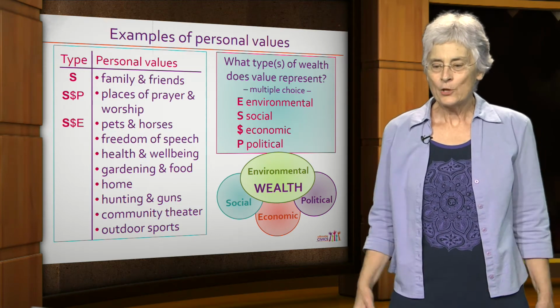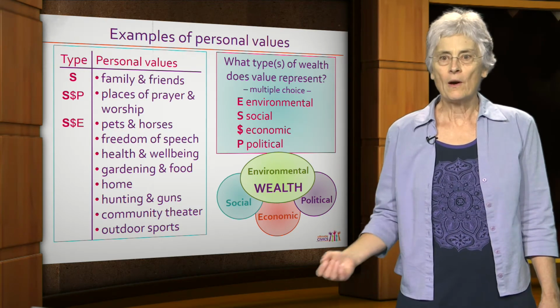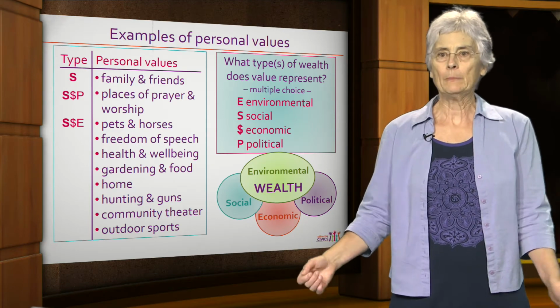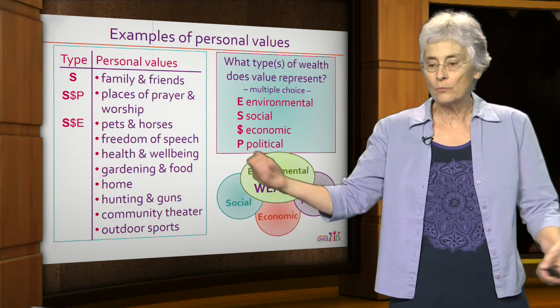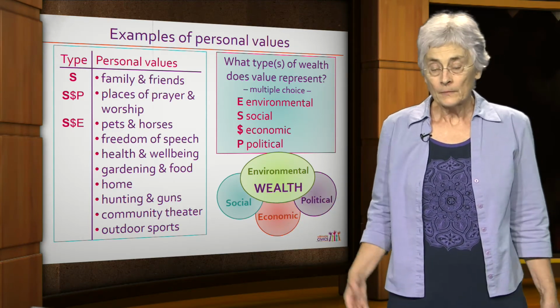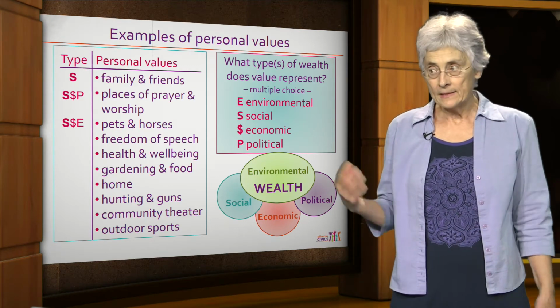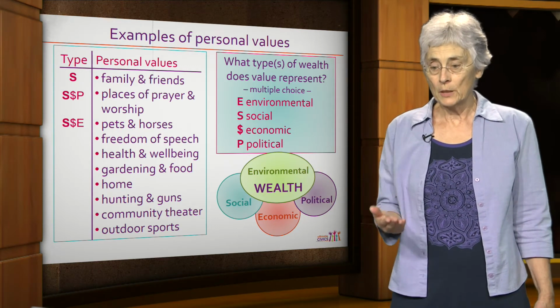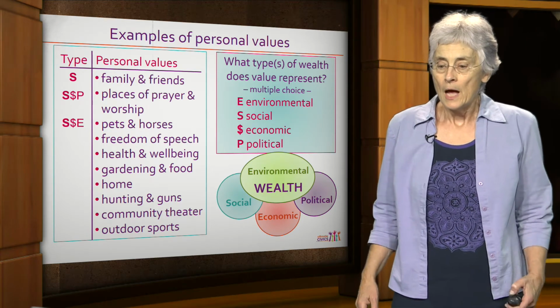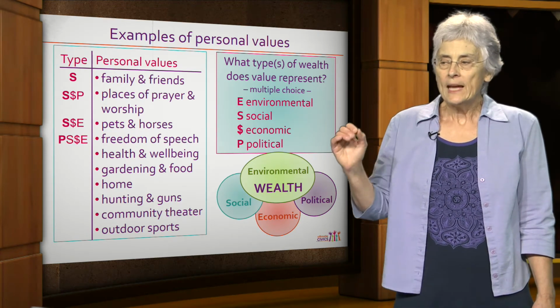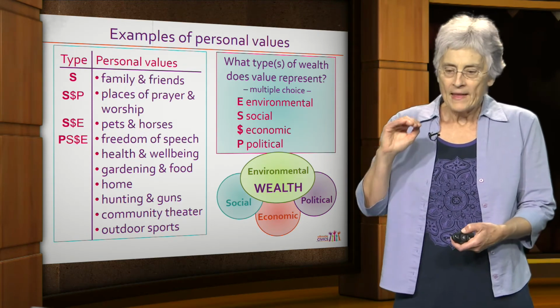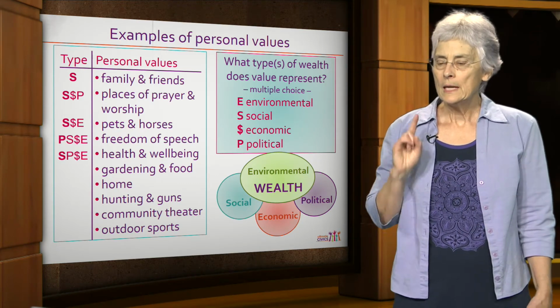Pets and horses, social wealth. You obviously own a pet, not because they're worth money, but because you do things, you go on walks, you ride. Of course, it's expensive, and it's about being out in the environment. So we're going to put the environment in there too. Freedom of speech. You get the idea that it's not just one thing, it's multiple things.